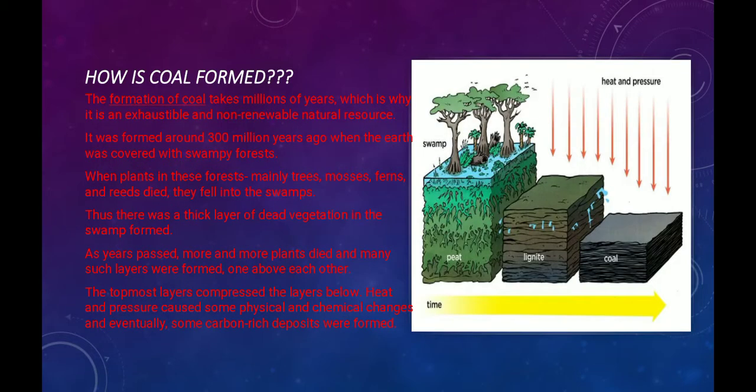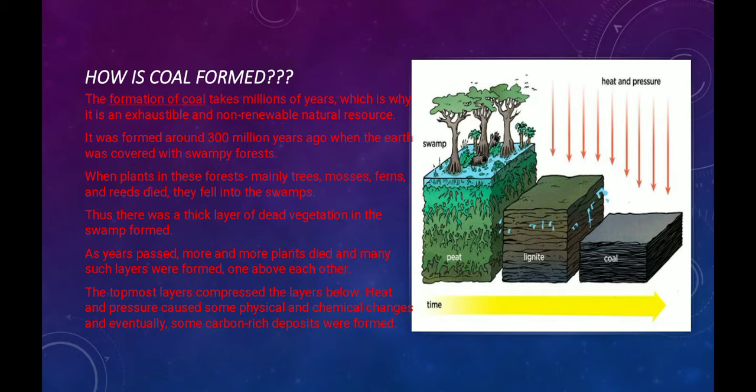How is coal formed? Now we will read how this fossil fuel is formed. The formation of coal took place millions of years ago, which is why it is an exhaustible and non-renewable natural resource. It was formed around 300 million years ago when the earth was covered with swampy forest. When plants in these forests, mainly trees, mosses, ferns and reeds, died, they fell into the swamps. Thus a thick layer of dead vegetation formed in the swamp.